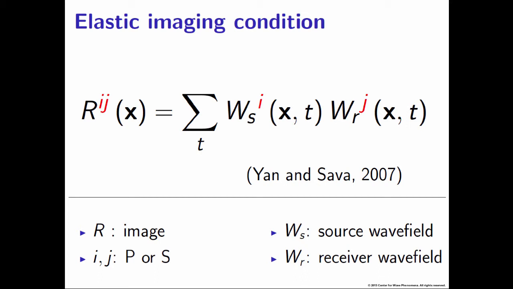I will still follow the imaging condition proposed by Yan and Sava in 2007, in which they combine the different wave modes in the source and receiver side wave fields. I and J can represent P or S. That means if I and J are both P, we combine the P mode in both the source side and the receiver side, and we get a PP image.